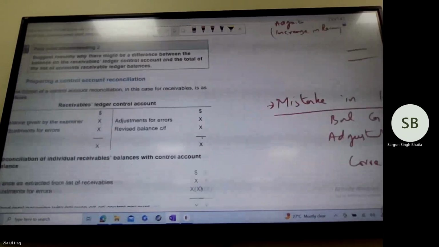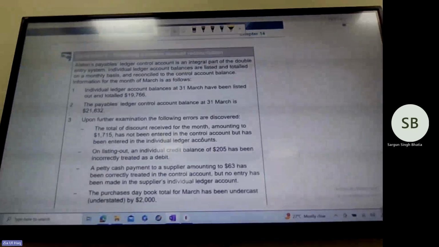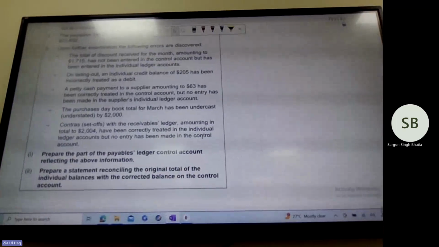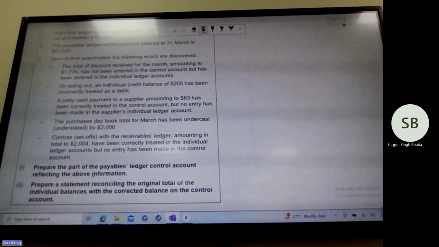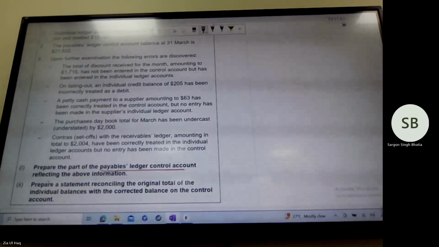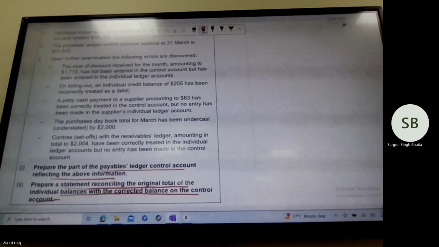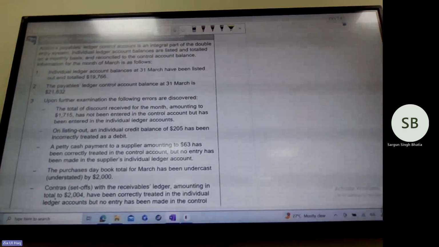Let's move toward test your understanding 3. We can understand it in a better way. Before moving toward test your understanding 3, I think we should solve this illustration 1. What is this illustration 1? What we need to do? Prepare the part of payable ledger control account reflecting the above information, and prepare a statement reconciling the original total of the individual balance with the corrected balance on control account. Let's see what is going on.